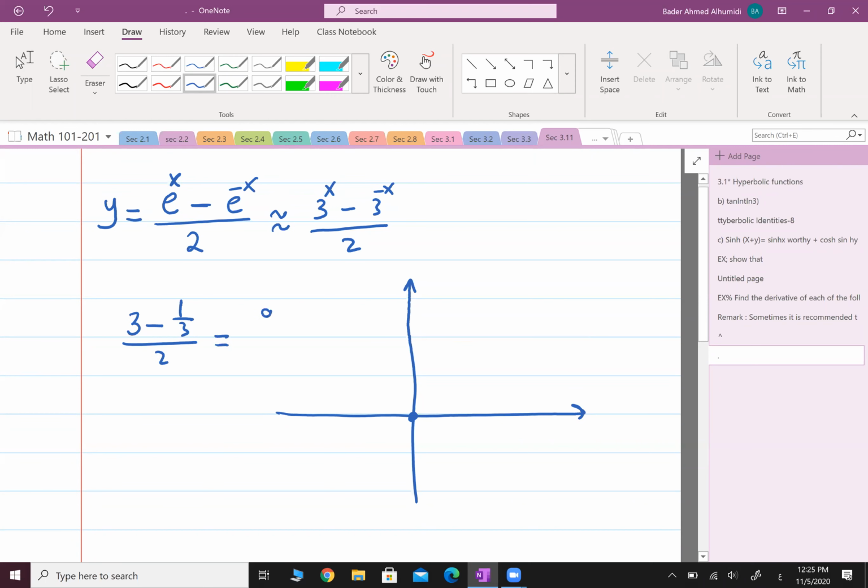Okay, let us substitute. It will be e to the power minus x minus e to the power x, over 2. And we notice that this is minus, in brackets, e to the x minus e to the power minus x over 2. In other words, this equals minus f of x.